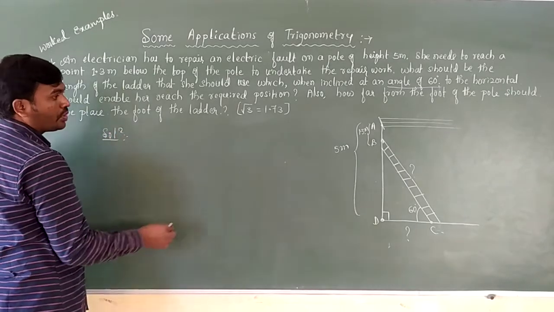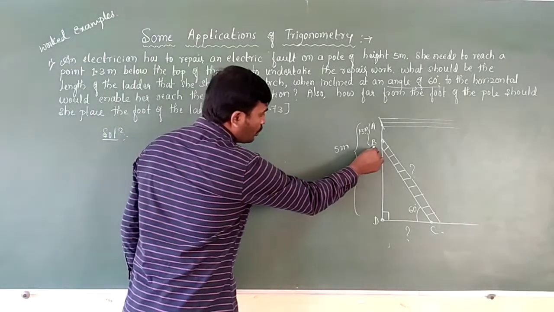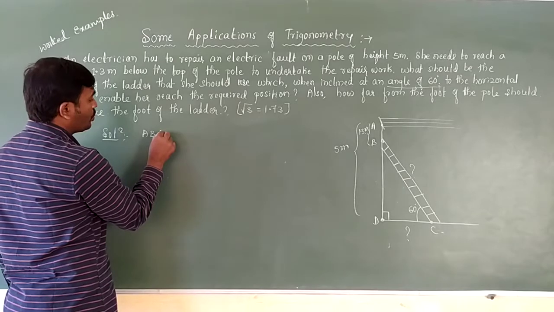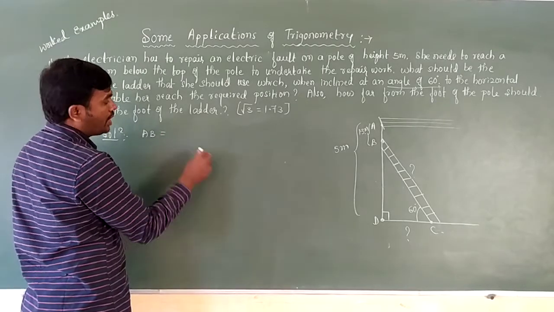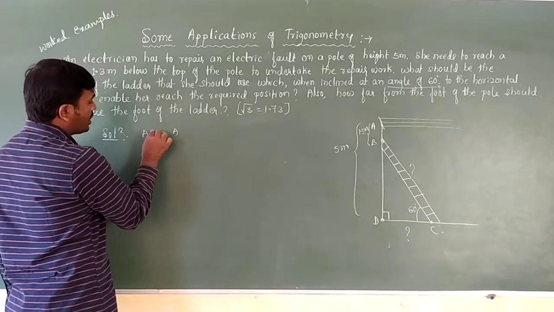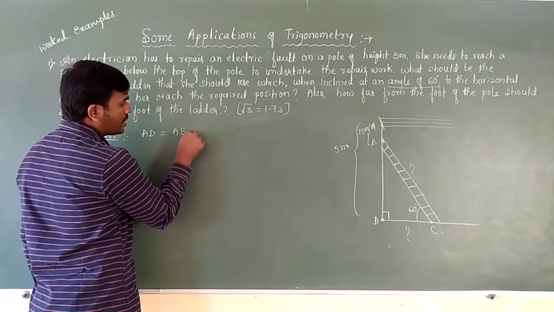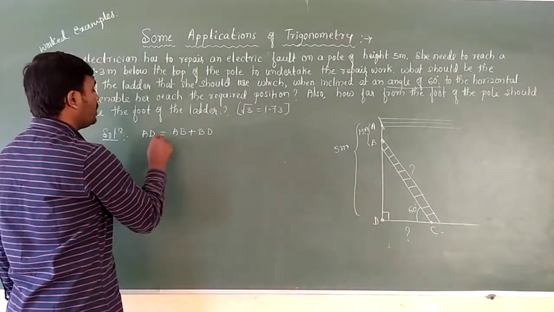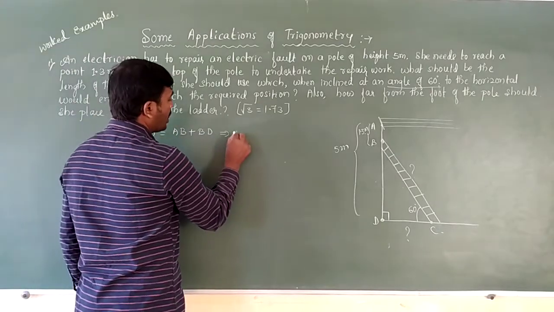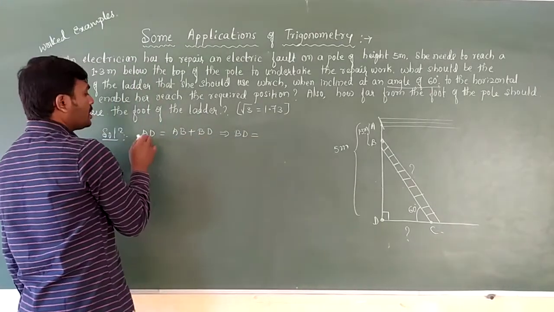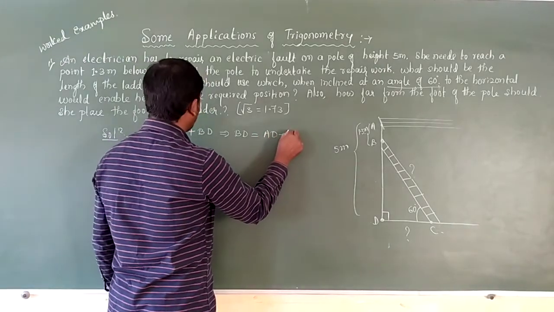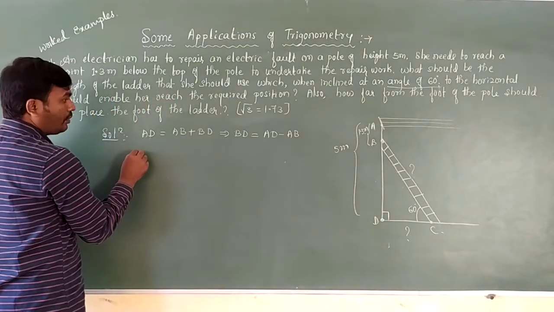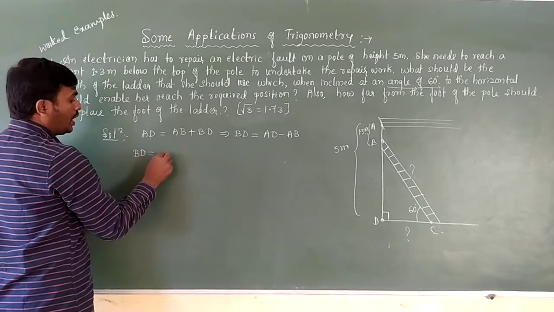Solution: before finding the solution, we have to find the length of BD. To find the length of BD, we know that we can write AD as AB plus BD. Here we want the length of BD. To get BD, take this AB to the other side, so BD is equal to AD minus AB.